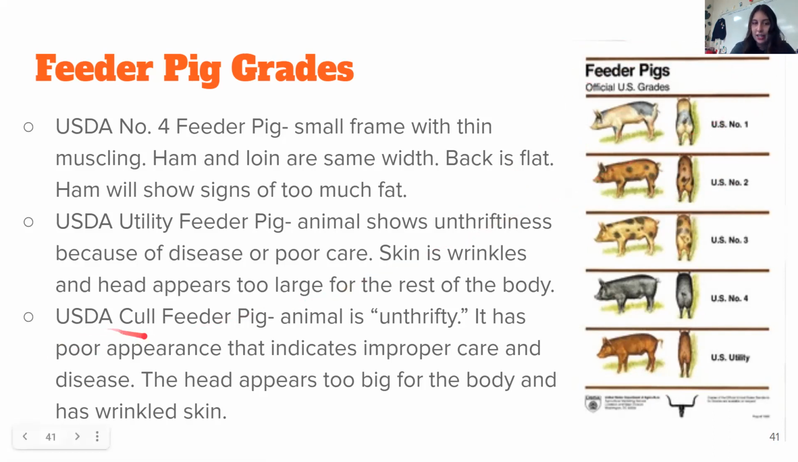And then y'all know what culling is. So the animal does not eat? We really aren't even worrying with this animal.